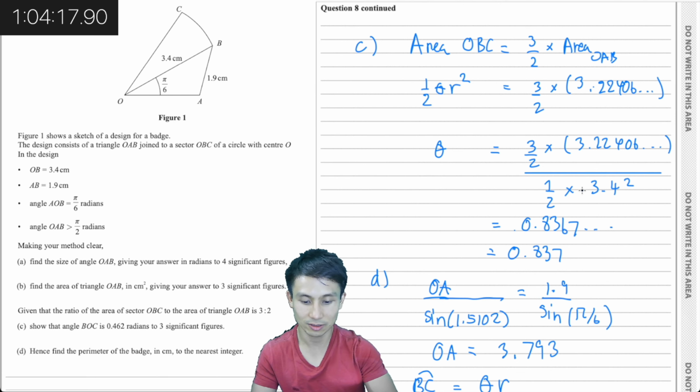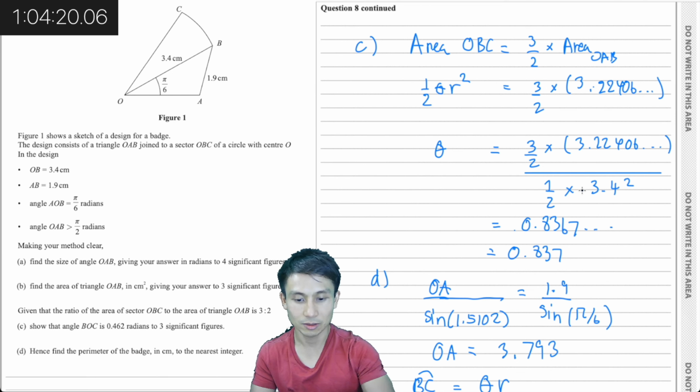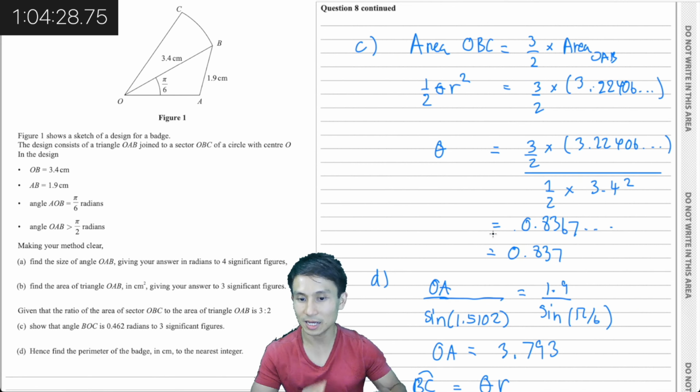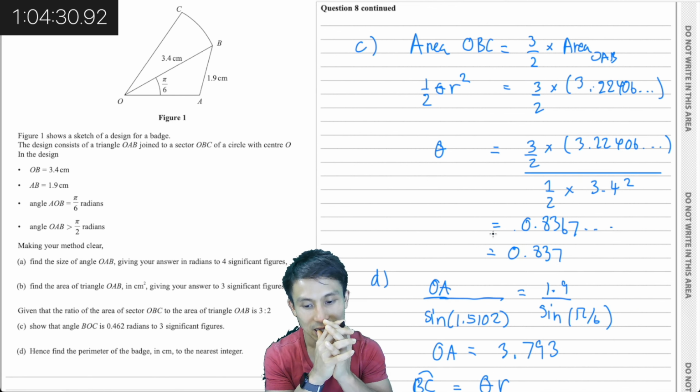Yeah. Times 3.22406 divided by 0.5 divided by that. Yeah. That's the angle.